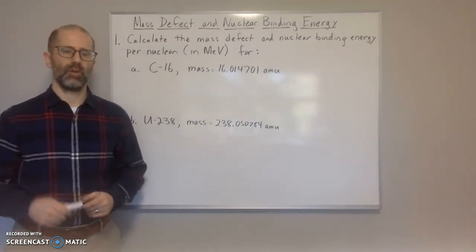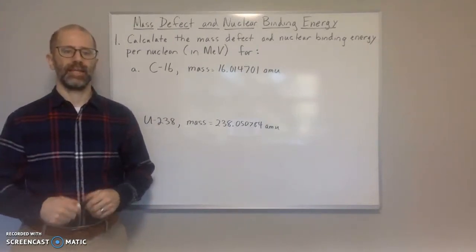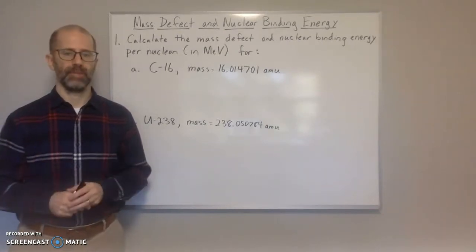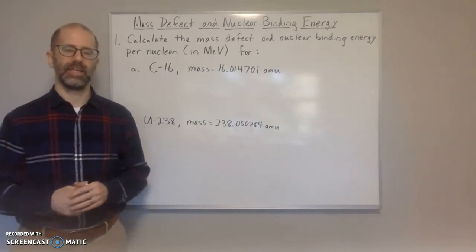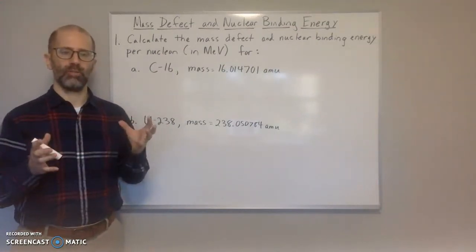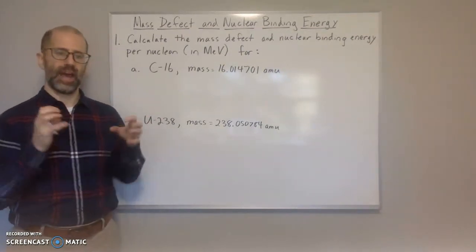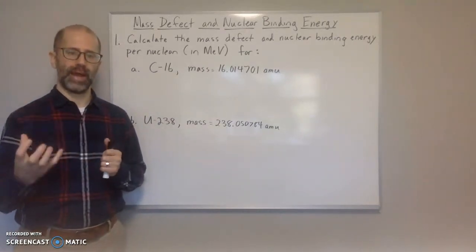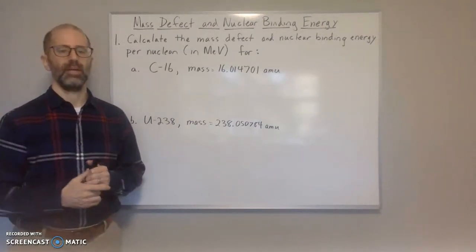My name is Mr. Cobalt, and in this video I'm going to help you figure out how to calculate the mass defect and the nuclear binding energy of your nucleus per nucleon. Okay, so mass defect. Mass defect is basically the difference in the mass between, if you were to add up all of the nucleons in your nucleus, all the protons and neutrons, all their masses, and then compare that to the actual mass of the isotope itself, all put together, right?